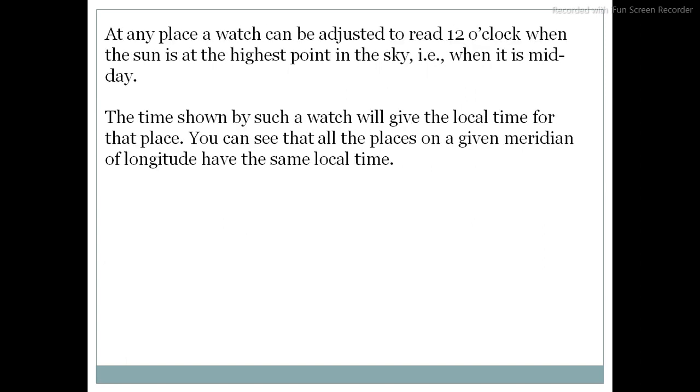At any place, a watch can be adjusted by reading 12 o'clock when the sun is at the highest point in the sky, when it is midday. The time shown by such a watch will give the local time for that place.